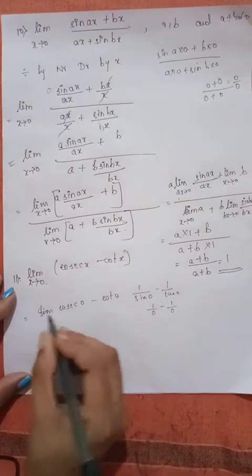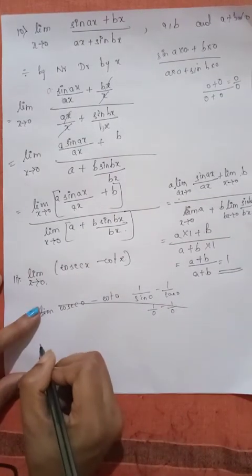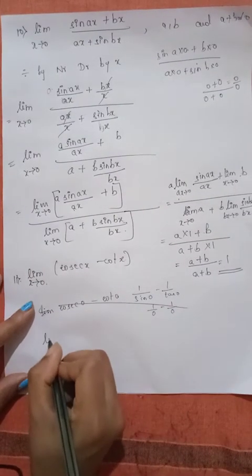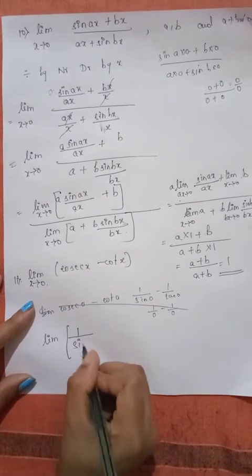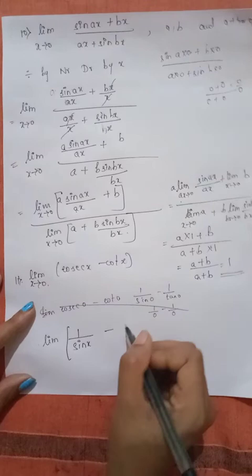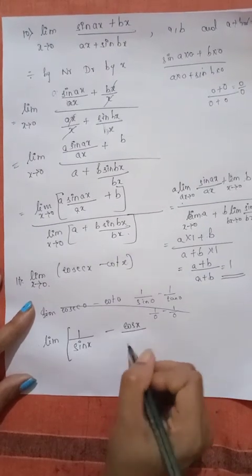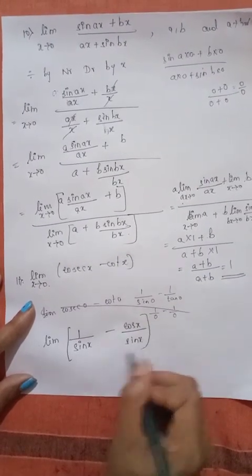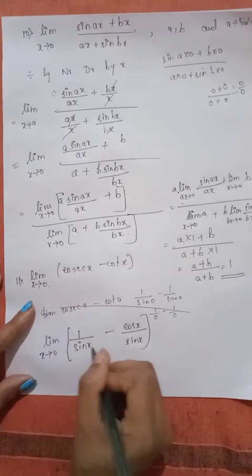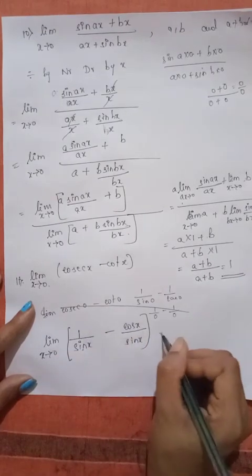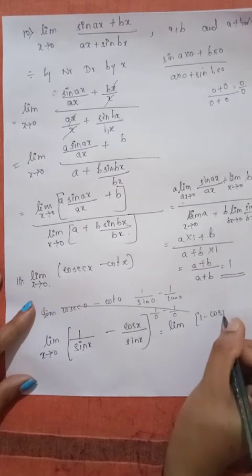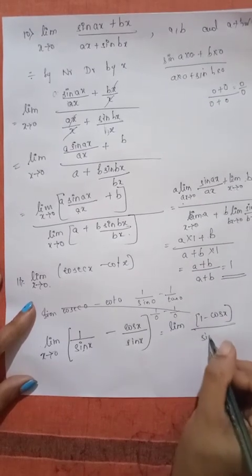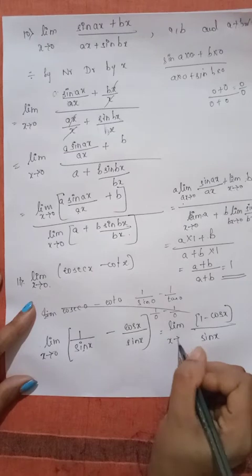What is that method? I'll just give you a hint for this particular question. You have to solve it on your own. So what you have to do is, here cosecant x can be written as 1 by sin x, minus cot x can be written as cos x by sin x. So what is common here? This is a fraction with the denominators same. So you can subtract the numerators. So it is limit of 1 minus cos x divided by sin x.